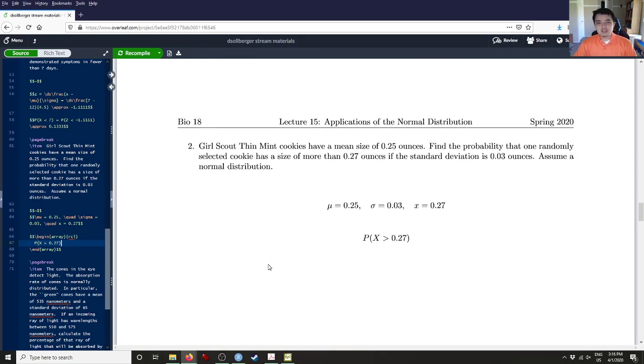So now what I'm asking in context of the word problem is what's the probability that the cookie is unusually large? The mean was 0.25. I'm asking what's the probability the cookie is larger than 0.27 ounces? Well, that depends on how large the cookies tend to be in the first place, and also how much the cookies can be different from each other. That's what the standard deviation says. How much variance? How much can the weight vary?